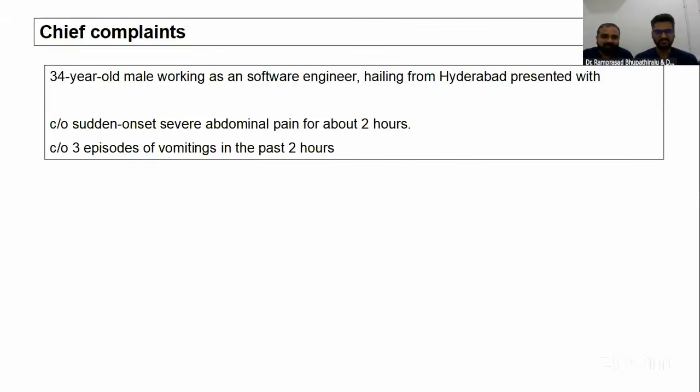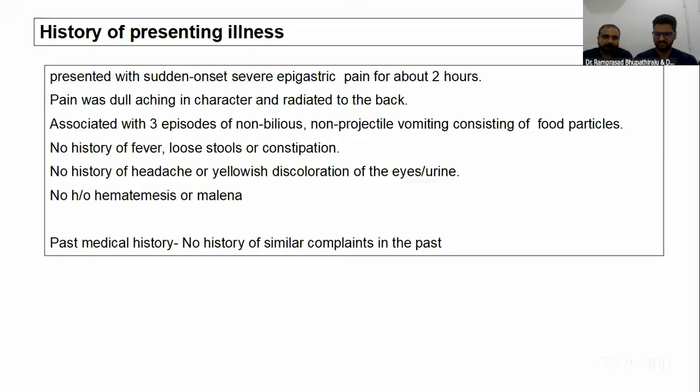Chief complaint: a 34-year-old male, a software engineer hailing from Hyderabad, presented with sudden onset severe abdominal pain for about 2 hours and 3 episodes of vomiting in the past 2 hours. History of presenting illness: sudden onset severe epigastric pain for about 2 hours. The pain was dull aching in character and radiated to the back. It was associated with 3 episodes of non-bilious, non-projectile vomiting consisting of food particles.